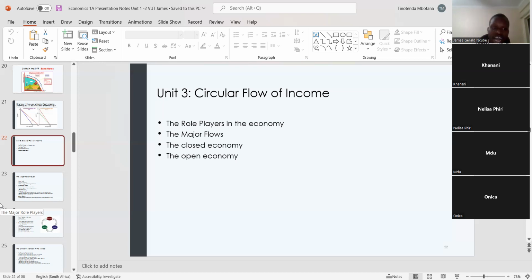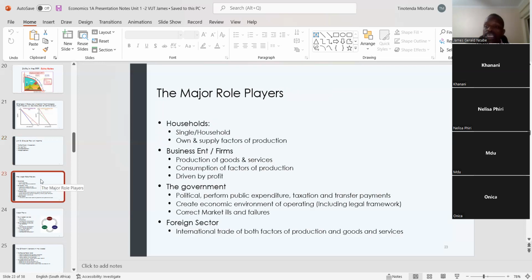So those are the key concepts that you need to understand when you're talking about the circular flow of income. So what do I mean by the major role players within an economy, right? Within an economy, there are agents, what we call economic agents or economic participants. So there are 4 major role players, right, within an economy, right? There is households, there is businesses, there is government, and then there is foreigners, right?